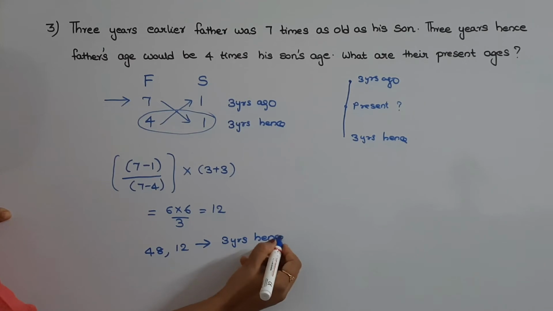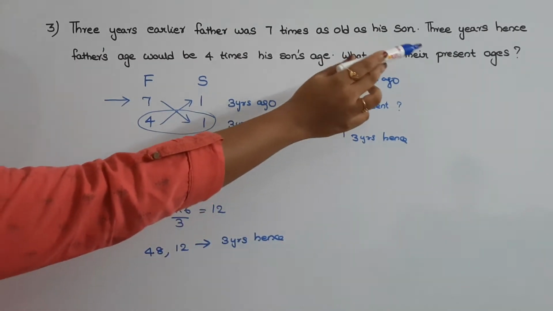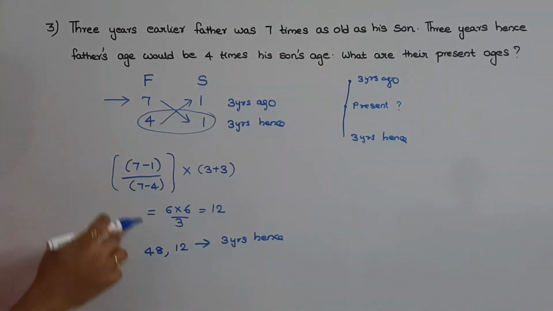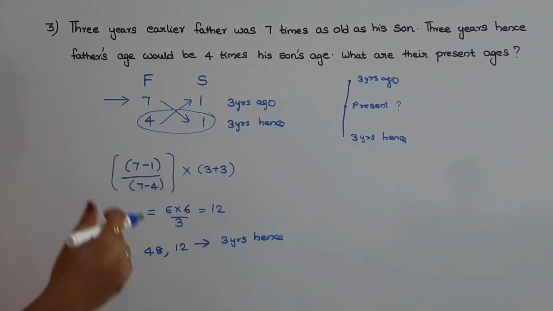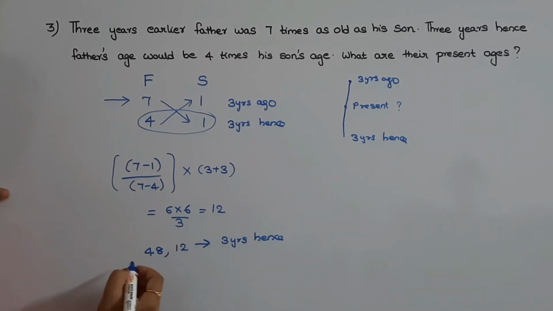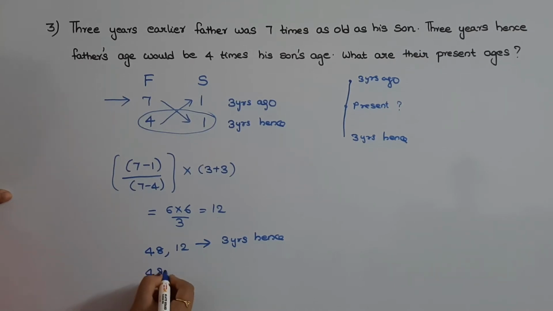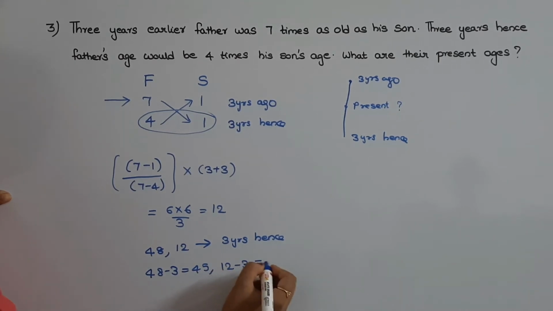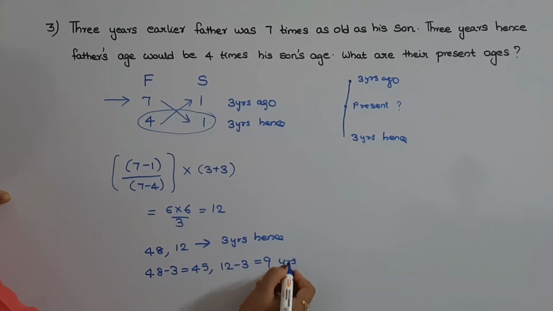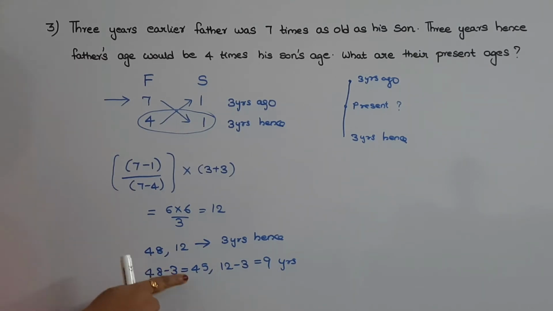But in the question they are asking us to find out their present ages. So if after 3 years their ages are 48 and 12, then what will be their present ages? Their present ages will be 48 minus 3, that is equal to 45, and 12 minus 3, that is equal to 9 years. So the ages of father and son at present are 45 and 9 years.